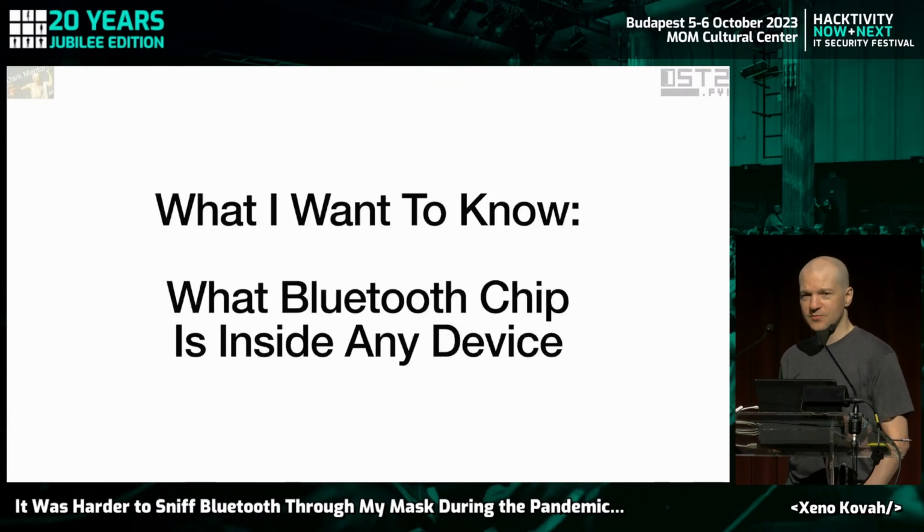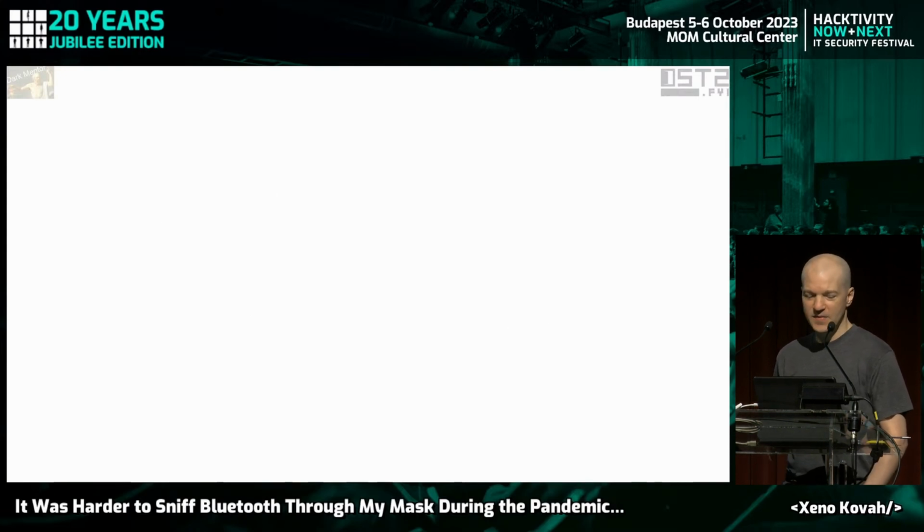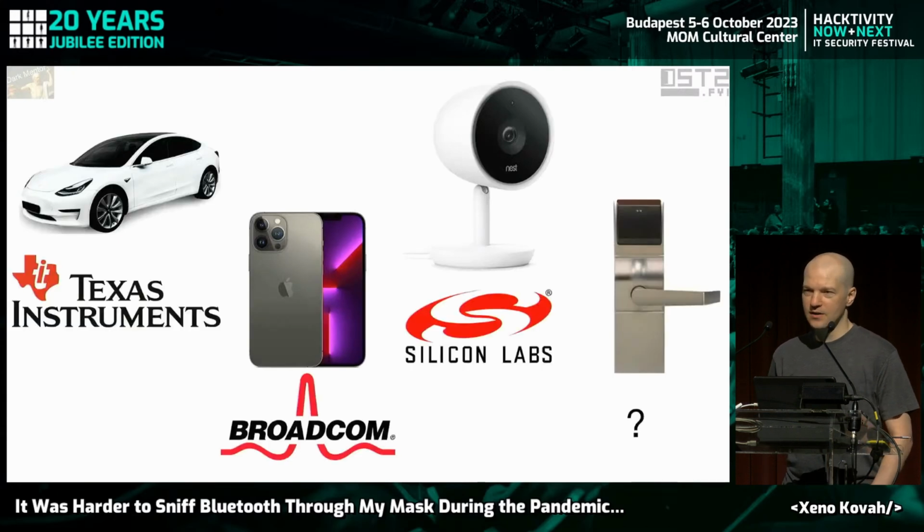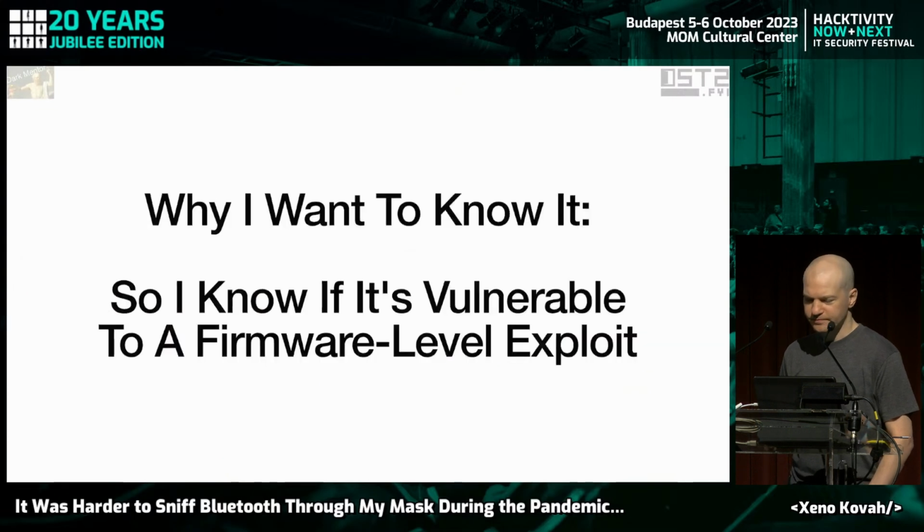So for the purposes of this presentation, what do I want to know? I want to know what kind of Bluetooth chip is inside any given device. So if we just pick some random smattering of devices, I may know already what Bluetooth chips are inside of those, but I want to be able to know this for any given device. So this random hotel door lock, what does it use? Now, why would I want to know something like that? Well, the answer is because I want to know whether it's vulnerable to a firmware level, wireless, over-the-air exploit using no sort of authentication or anything like that.